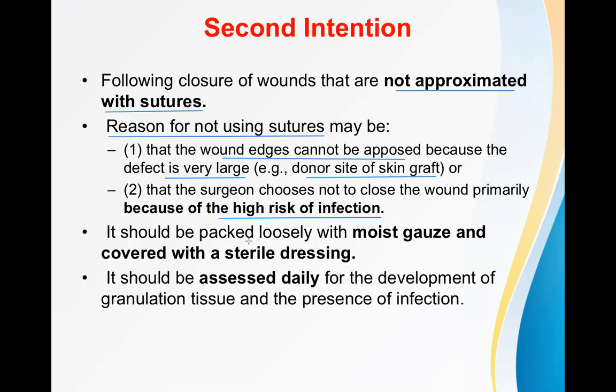It should be packed loosely with some moist gauze and covered with a sterile dressing. This is the standard care of any wound, isn't it? And then it should be assessed daily for the development of granulation tissue. And remember, this granulation tissue should be healthy looking granulation tissue. There would be enough angiogenesis. It should look beefy red, and if you touch or give a little pressure, it should bleed. These are the features of healthy granulation tissue. An important point, there should not be any infection present. Let's move on.